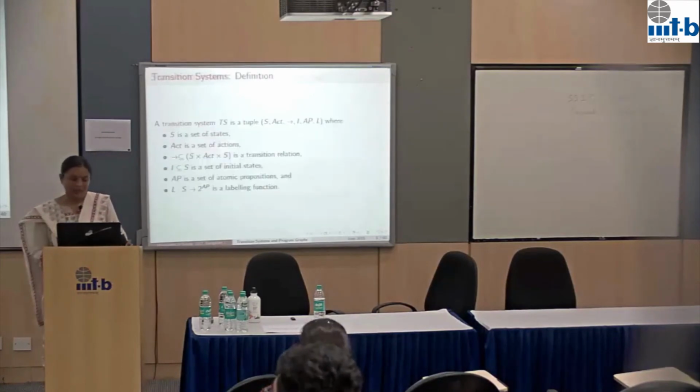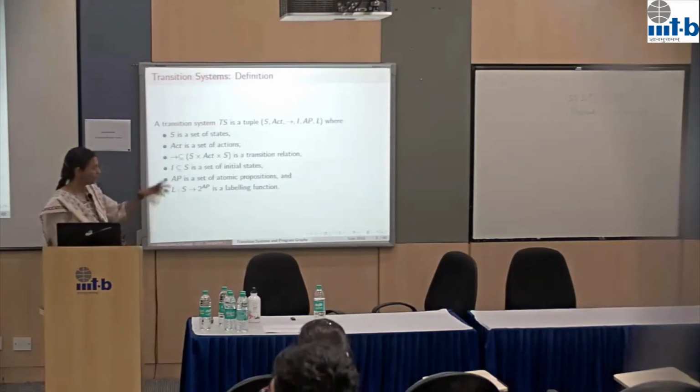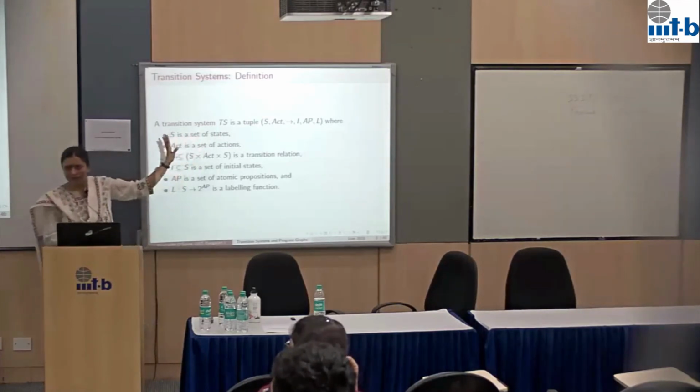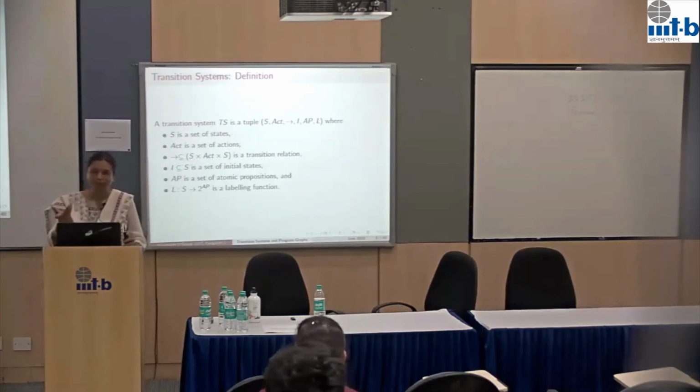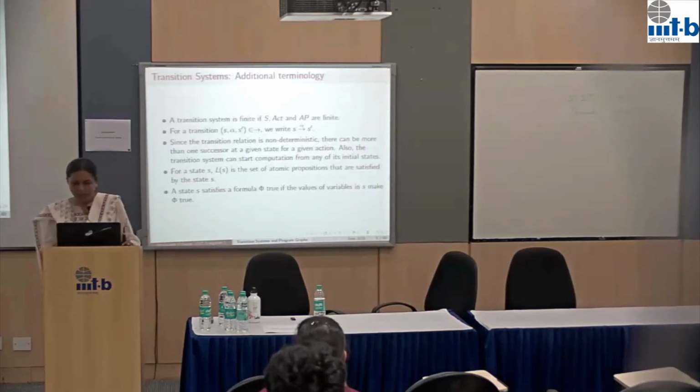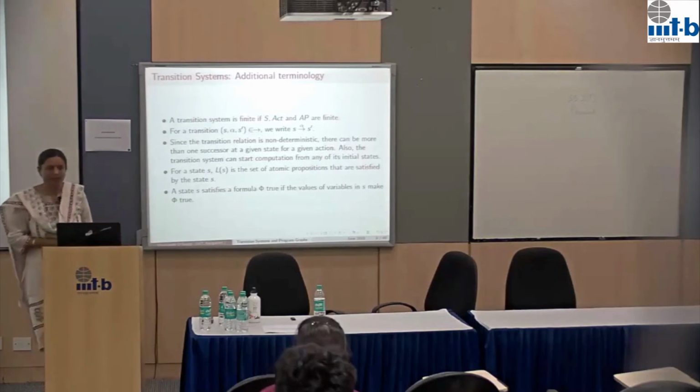Yeah, so here I just said transition system S is a set of states. So there's nothing about it being finite, but typically it is finite. But S could be infinite, could be uncountable, it could be anything as it's defined here. But typically we look at finite state transition systems.